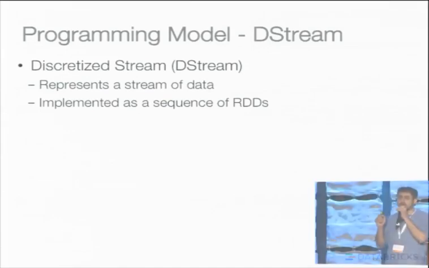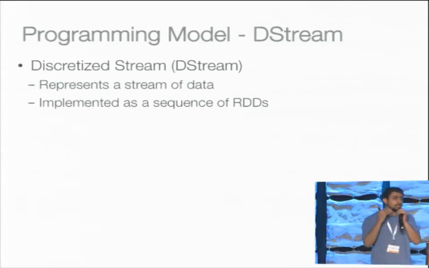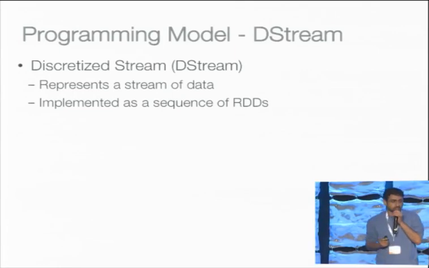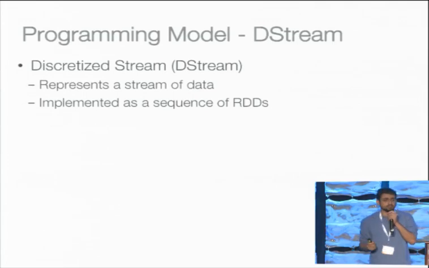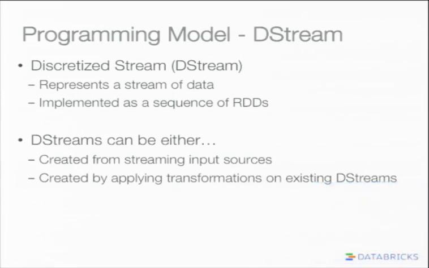So you have already heard about RDDs from Reynold's talk. In Spark Streaming, we provide an additional abstraction over RDD, called DStream, which is short for discretized streams. The idea is that a DStream is essentially a sequence of RDDs representing a stream of data. Now, this DStream can either be created from your input data source, or by transforming other existing DStreams. It's similar to how the RDD model works, where you can either create an RDD from a Hadoop file or by transforming other RDDs.